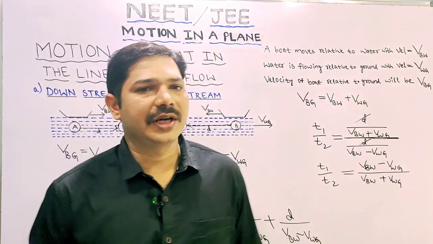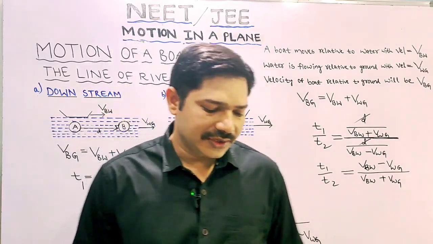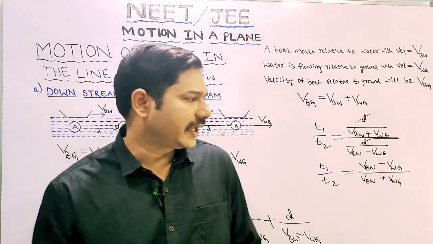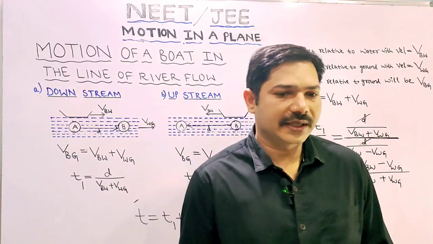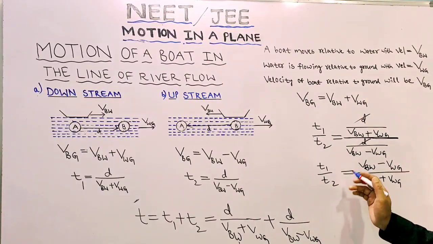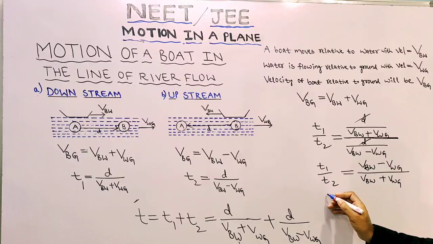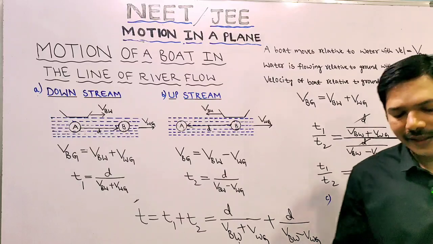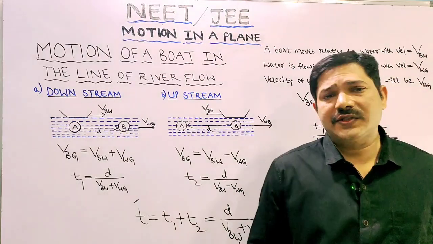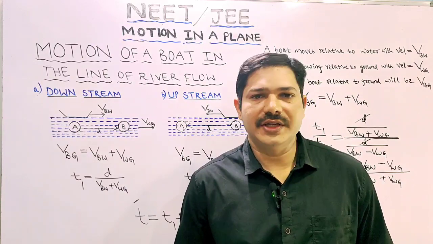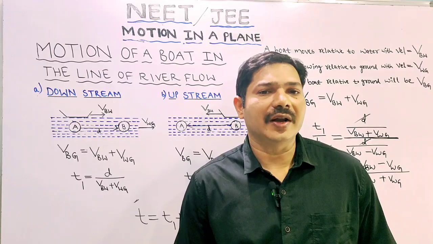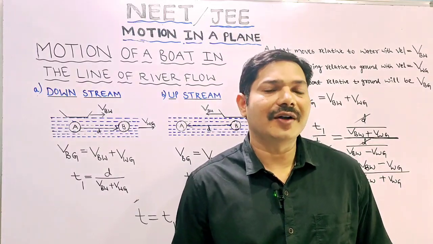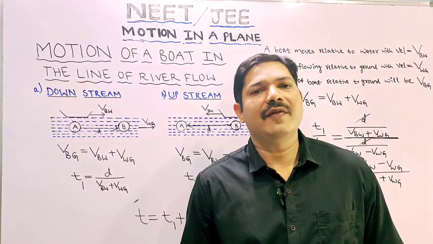So first downstream, then upstream. These are the cases, and the last case, the third case, is also there. What is the third case? Case C. If we observe case C, for example, the boat engine is switched off. The boat engine is switched off, so the boat is flowing with the river current. So what will be the relative velocity and what will be the time?